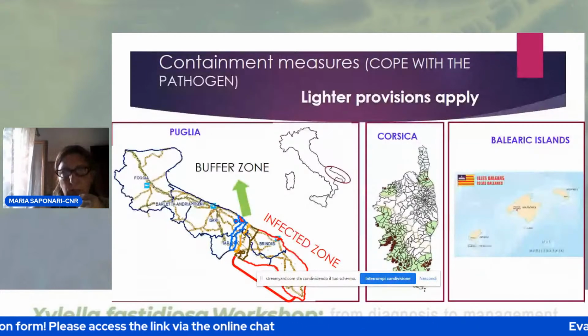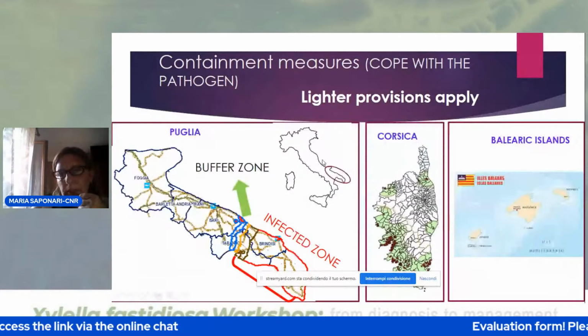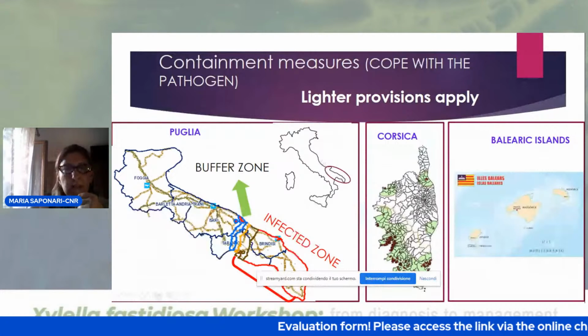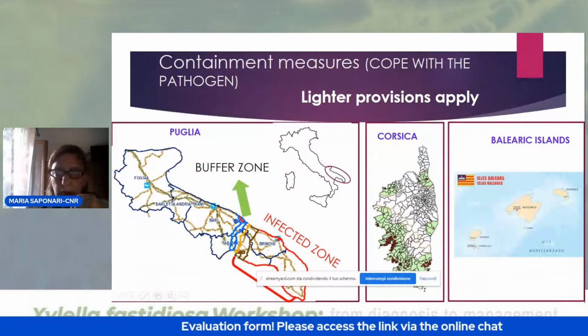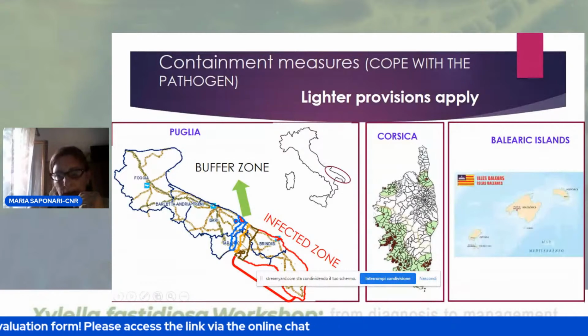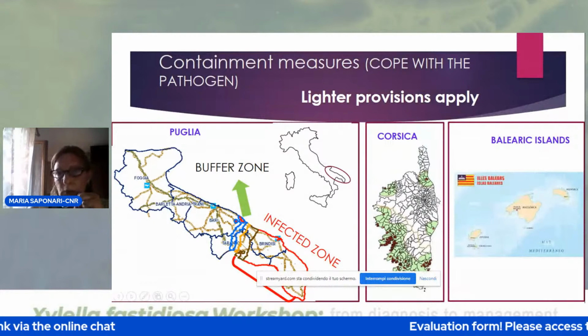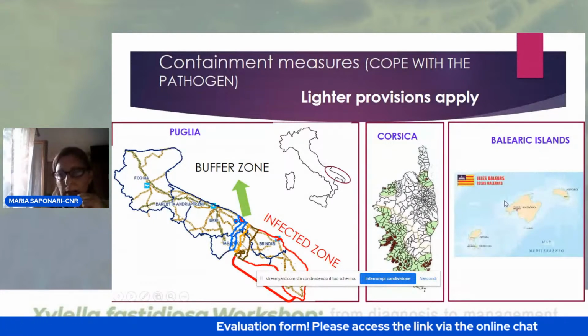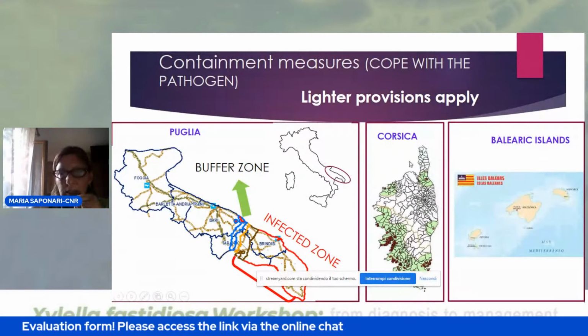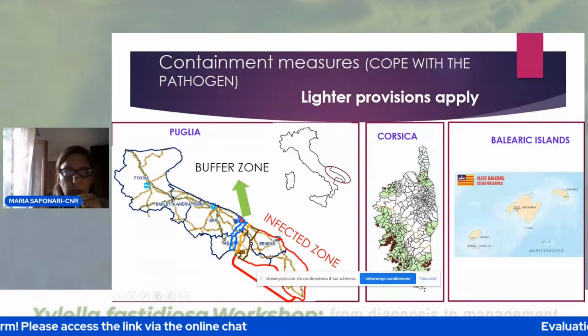Whereas in the containment measures applied in Corsica and the Balearic Islands, the removal of infected plants is not mandatory, except in a few risky locations like close to nurseries or other important locations, because these are islands protected and isolated by the sea, so there is no need to have this boundary like we have in Apulia.